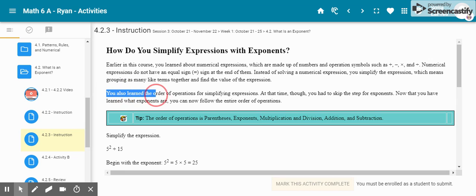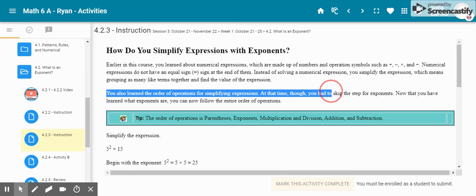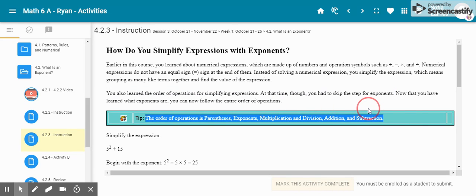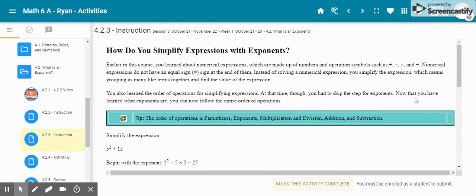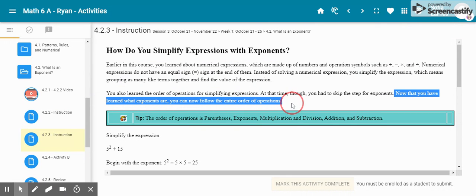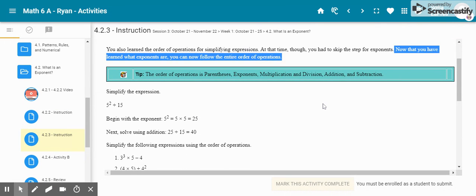All right, let's continue. You also learned the order of operations for simplifying expressions. At that time, though, you had to skip the step for exponents. So when we talked about the order of operations, some of you might know the little saying, please excuse my dear Aunt Sally, or PEMDAS, or however you've learned it. We haven't gotten to the exponent step until now. So now that you've learned what exponents are, you can follow the entire order of operations.